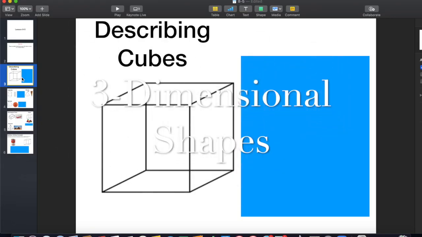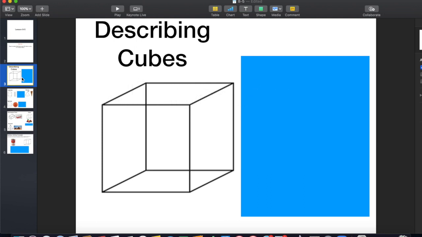Today we're going to be talking about three-dimensional shapes, or you might have heard of them as 3D shapes. The D stands for dimensions. There's length, there's width, and there's height to these shapes. So instead of two-dimensional shapes, which are flat, like those shape cards that you cut out earlier in the week, these are three dimensions. So we're going to start by describing a cube.